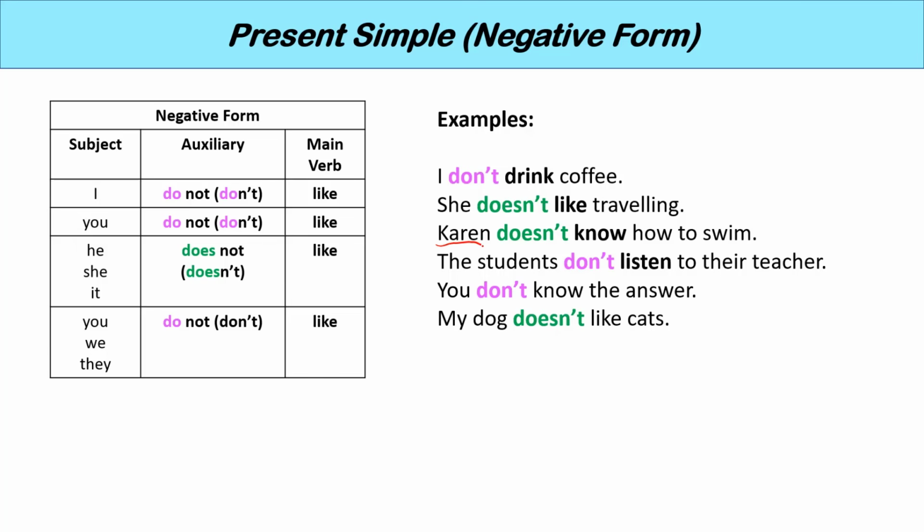Karen is a she, so we have to say she doesn't know how to swim. And the students are they. There's more than one. So for they, we have to use do not or don't. And my dog is it. So we have to use doesn't. Now, you can see that all of the verbs after the auxiliary don't or doesn't, the verb does not change. I don't drink coffee. She doesn't like traveling.